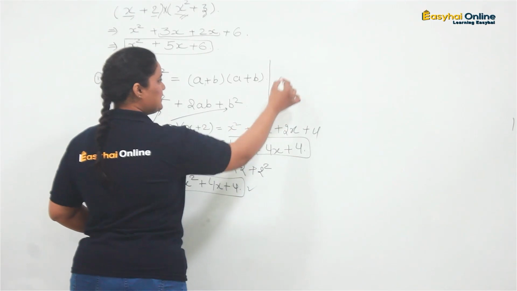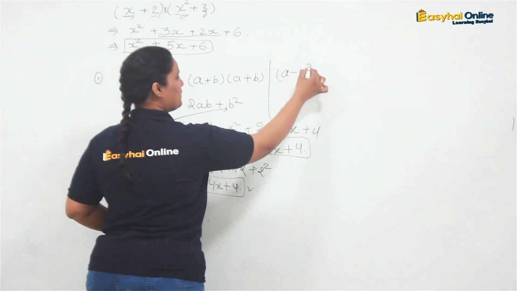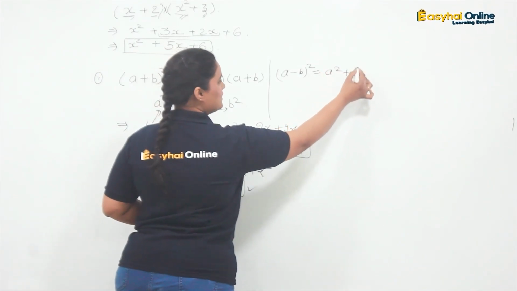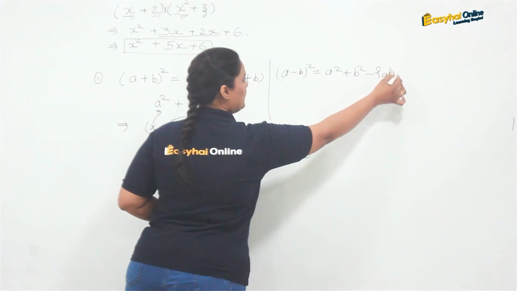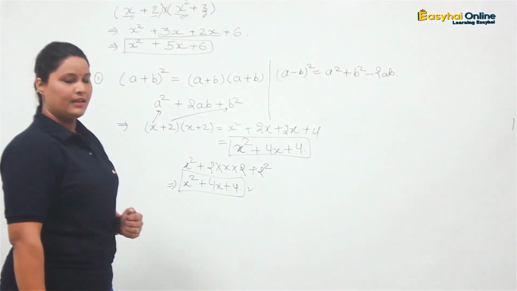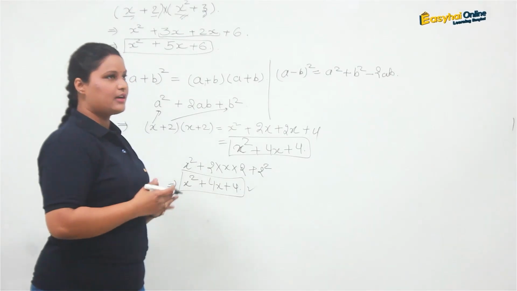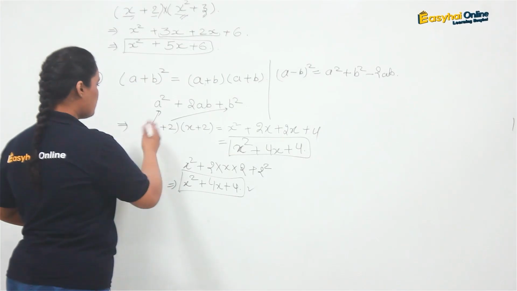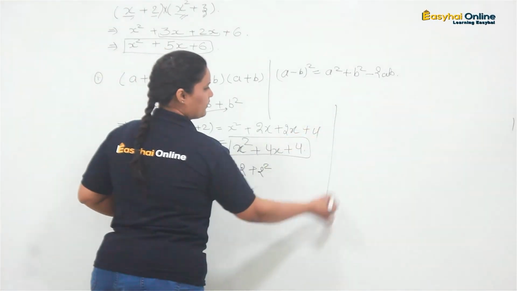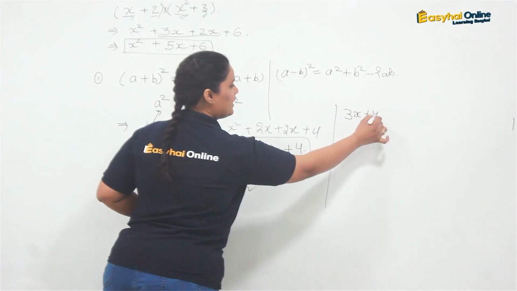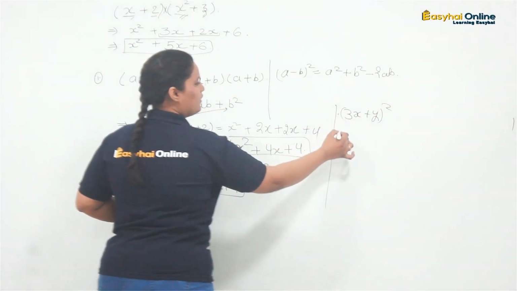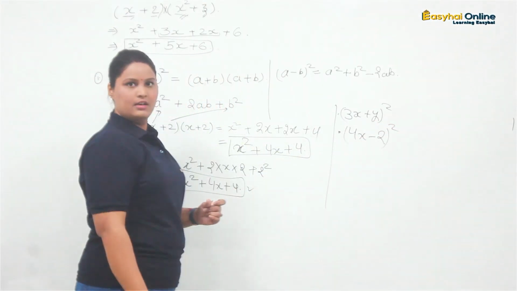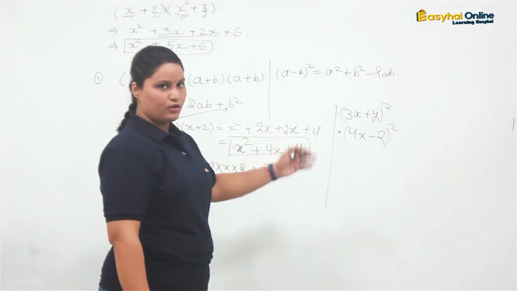Similarly, there is an identity a minus b whole square. It will be equal to a square plus b square minus 2ab. The question in your examination may be to solve this kind of expression, or there may be a coefficient with it, like 3x plus y whole square or 4x minus 2 whole square. This is simple; you can directly apply the identity in this kind of question.